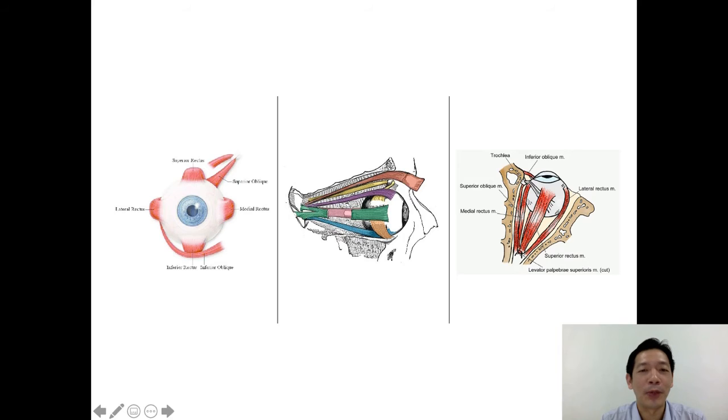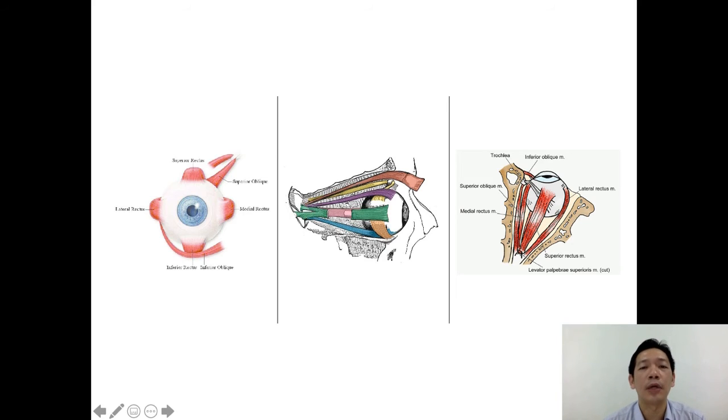Okay, looks like we are moving to the final structures, the extraocular muscles. Don't worry about how many extraocular muscles there are in the eye. Basically there are 7 extraocular muscles, including your levator palpebrae superioris. But we have only 6 extraocular muscles that move your eyeball. Out of these 6 extraocular muscles, there are 4 rectus muscles and 2 oblique muscles.